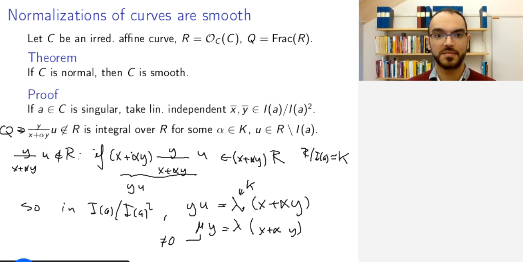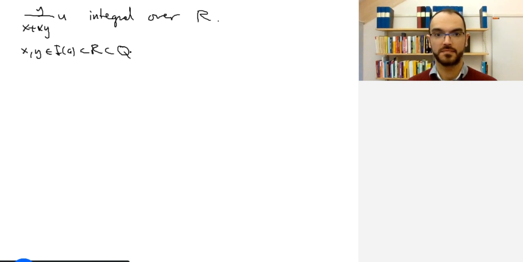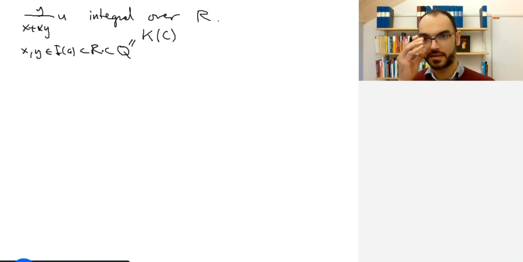What I now need to show is that this element is integral over R. So I have my elements x and y in this ideal I of A that I view as elements in the field of fractions. In the field of fractions, this is nothing but the rational function field of my curve C, because R is the coordinate ring of C.